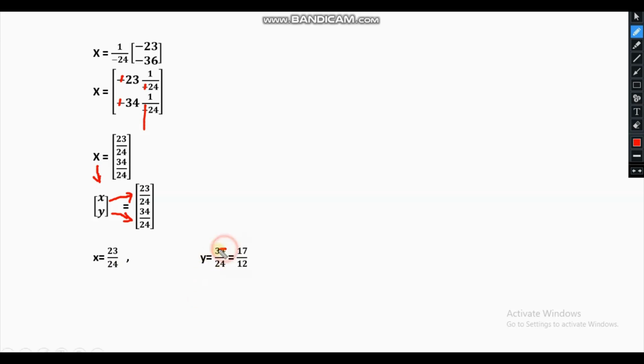So we will cancel in the table. 2 17s are 34 and 2 12s are 24. So this is the value of y and this is the value of x. So we can write in this form: the value of x is 23 divided by 24 and y is 17 divided by 12. This is the method of matrices for finding the value of x and y, the variables in the equation.